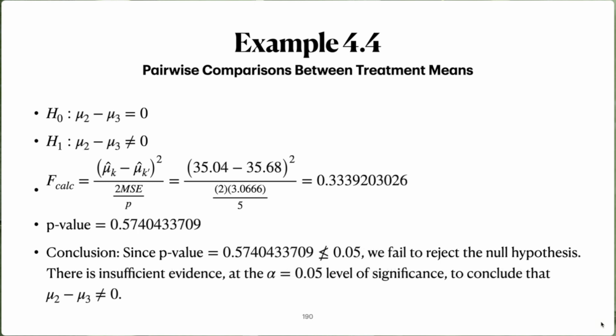Next, we compare means 2 and 3, the null hypothesis being that mu2 minus mu3 is equal to 0 against the alternative that it's non-zero. The F statistic in this case is 0.3339. The p-value is 0.5740. And since that p-value is not less than or equal to 0.05, we fail to reject the null hypothesis. And so there is insufficient evidence at the 0.05 level of significance to conclude that mu2 minus mu3 is not equal to 0.